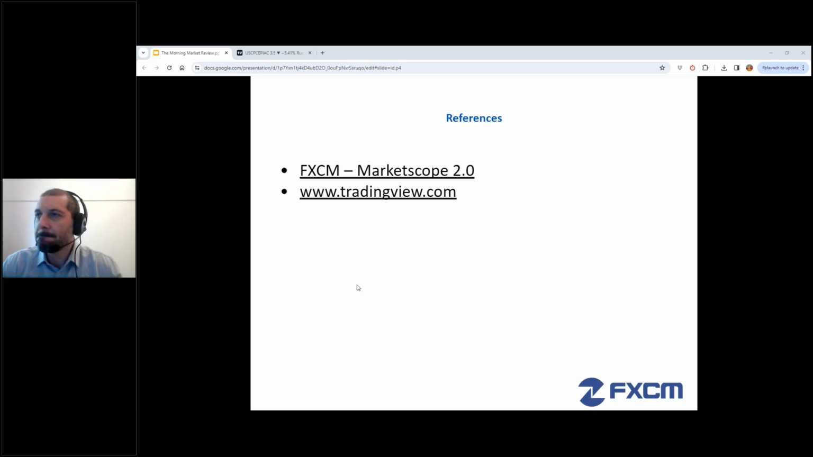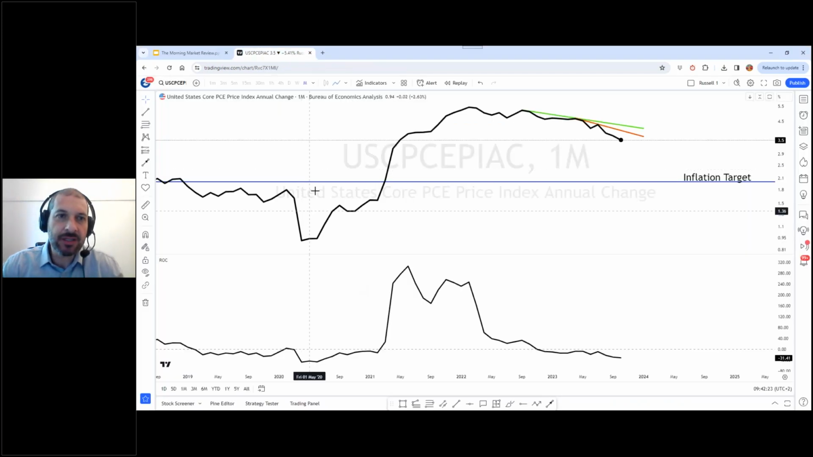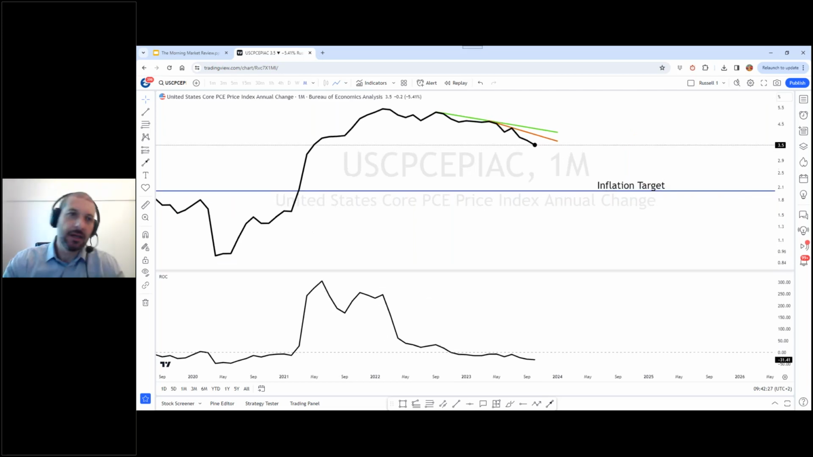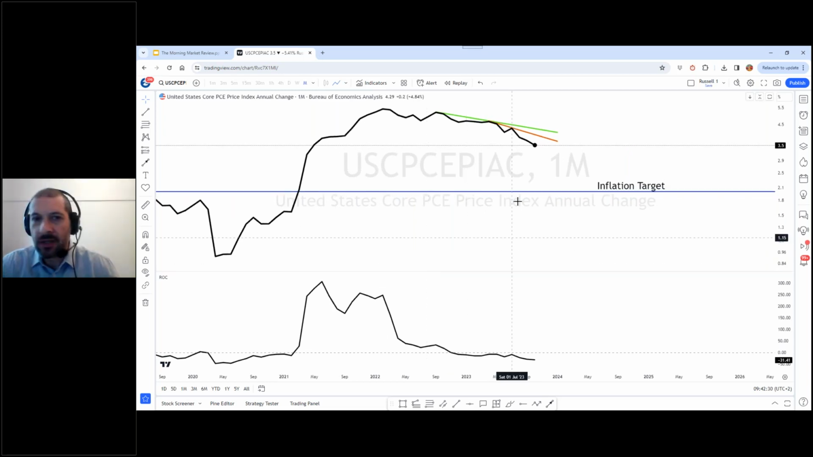All right, let's go through to TradingView. There was the core PCE, which was released yesterday. I think it's worth our while just taking a look at how it's tracking. And it's moved to 3.5%. I've got the target here of 2%. It's actually 2% on a headline basis, but we'll just keep it at 2% on the core here, just to indicate we are moving in that direction.